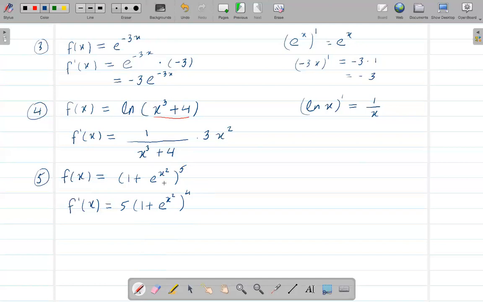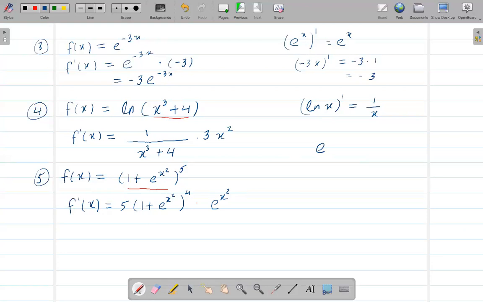Now let's take the derivative of this inside function, 1 plus e to the power x squared. So times, all right, multiply by this inside, which is 1 plus, the derivative of 1 is 0, so we don't have to write that. Now the derivative of e to the power x squared is, when you take the derivative of e, it will stay the same. So we have e to the power x squared.